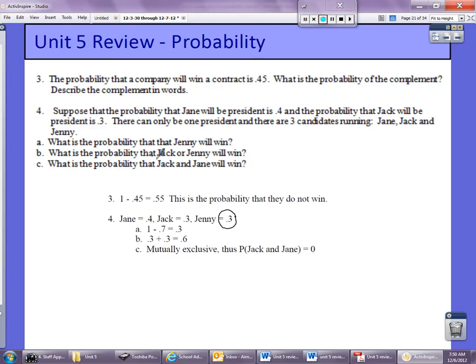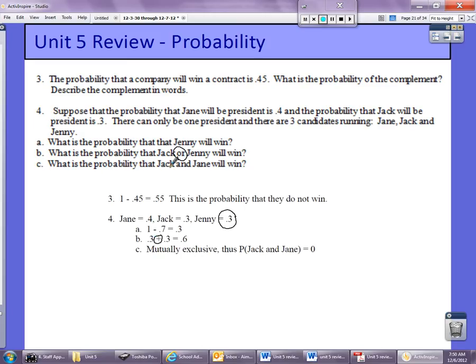Okay? What is the probability that Jack or Jenny will win? There's my or, so therefore I'm going to add. Remember the ors, you add. Okay? Whether they're disjoint or not is going to determine if you have to subtract anything out. So probability of Jack, probability of Jenny, add them together, you get 0.6.